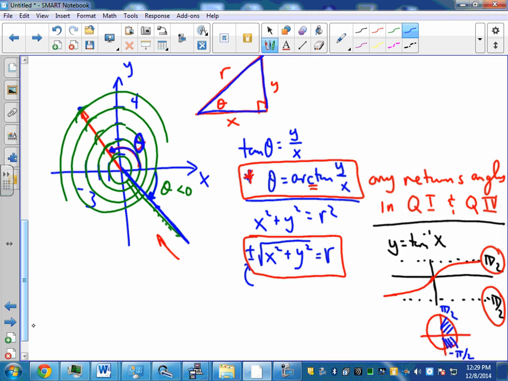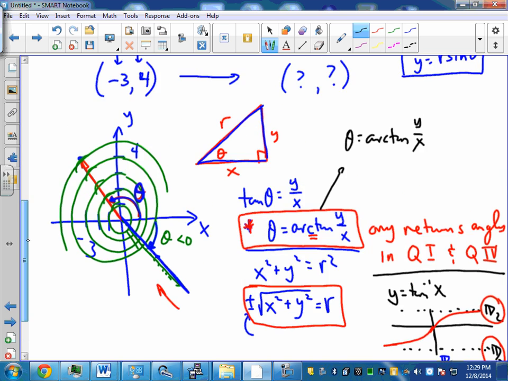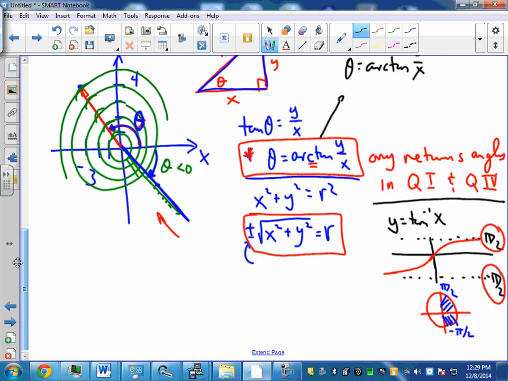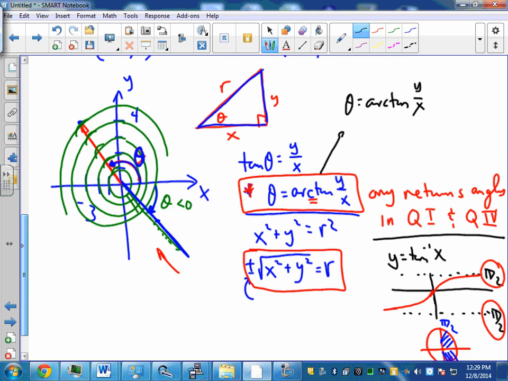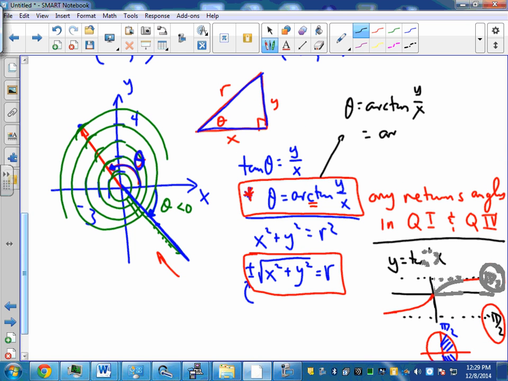So theta will be negative. Okay, let's see if we can go ahead and fit this up. We'll do the theta first. Theta is the arctangent of y over x, and for our problem, y is 4 and x is -3. So theta is the arctangent of 4 over -3. So theta is tan inverse of -4/3.